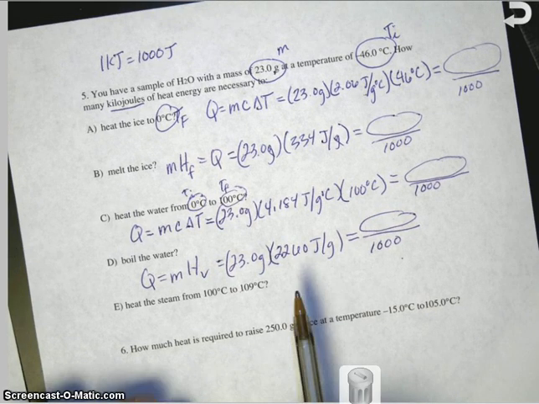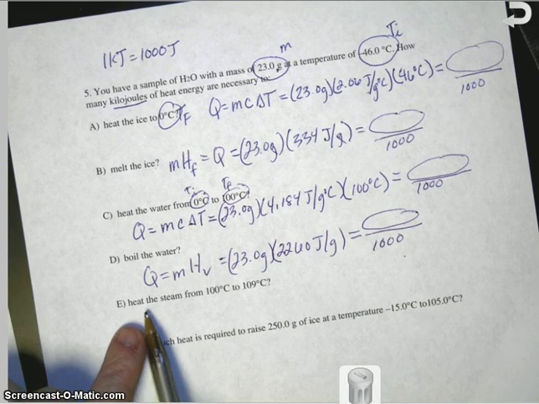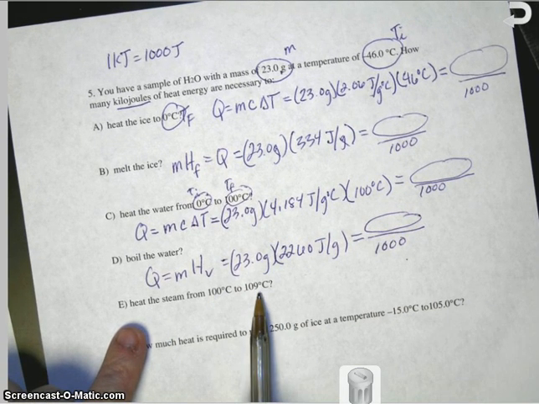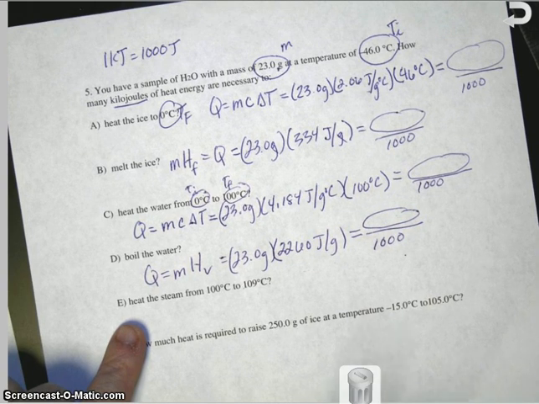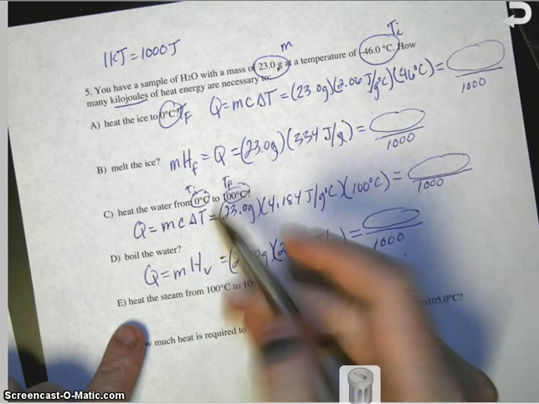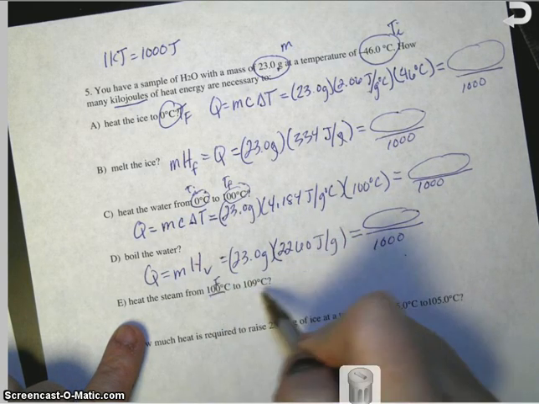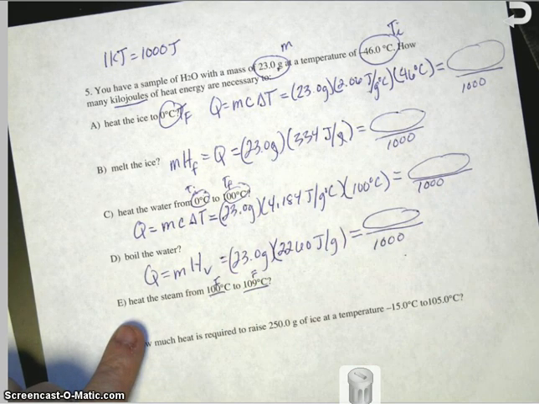Okay. The last part here, to heat the steam from 100 degrees to 109 degrees, this is the last segment of the temperature change. So now I've already boiled the water into a gas, and I'm heating the gas from 100 to 109. So again, this one would be my initial temperature. This would be my final temperature.